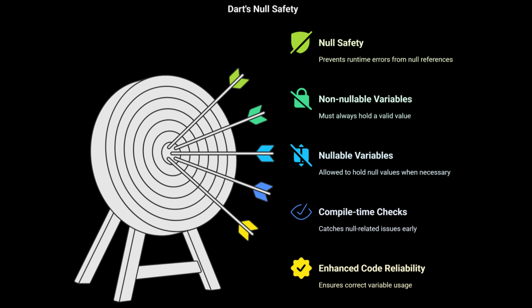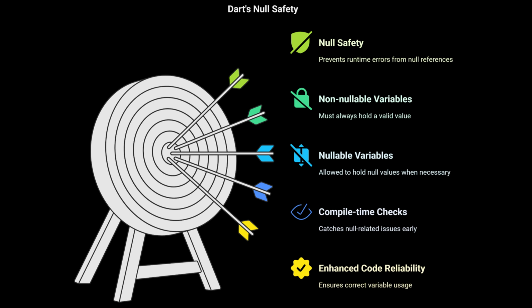Next, we have non-nullable variables. These are variables that must always contain a valid, non-null value. If we try to declare such a variable without initializing it, the compiler will give us an error. This ensures that we don't accidentally leave important data undefined. On the other hand, nullable variables are variables that can hold null if needed. We indicate them using a question mark, for example, String? name. This tells the compiler that the variable may or may not hold a value, and we'll handle that appropriately in the code.